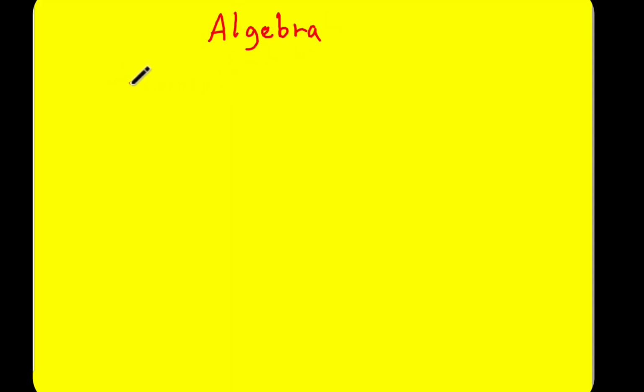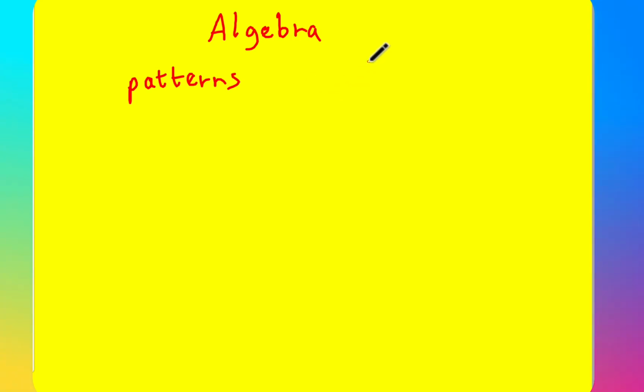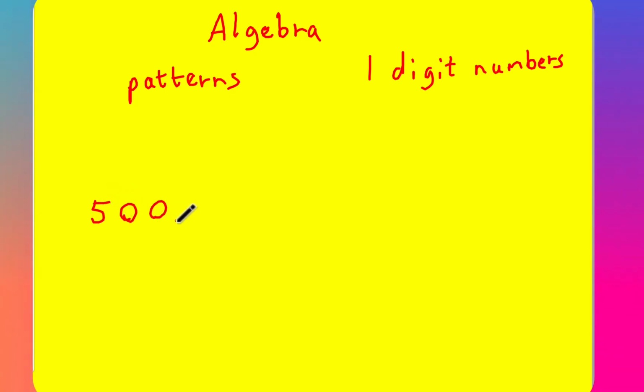Today we're going to be looking at patterns that we see in one-digit numbers that can be applicable to numbers such as 500, which is a three-digit number, and even two-digit numbers.